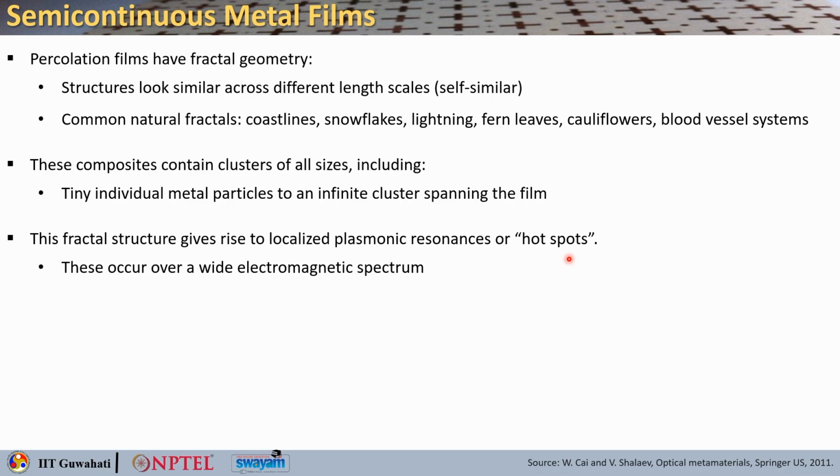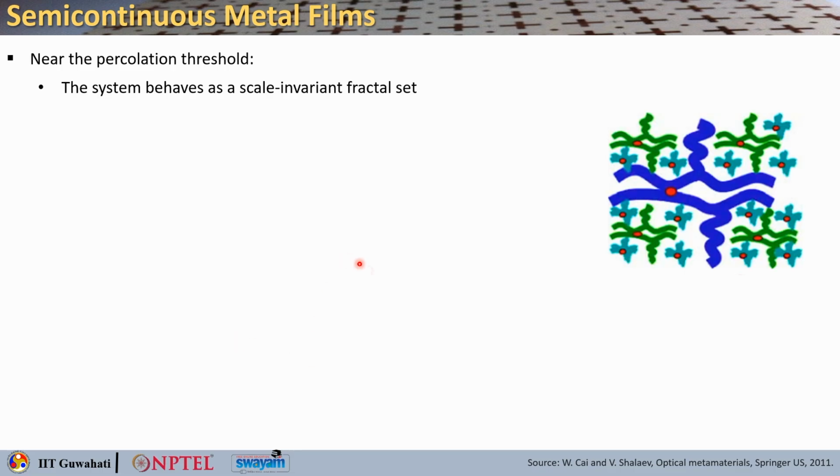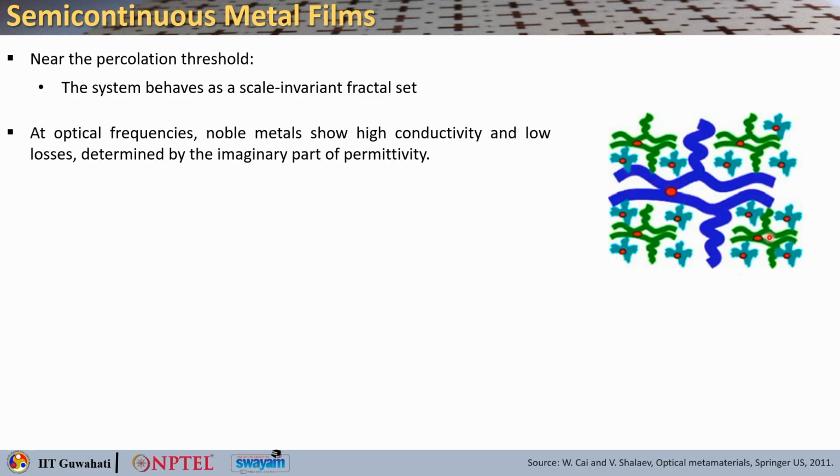Okay. So this can occur over a wide electromagnetic spectrum, and this can be understood qualitatively through very simple arguments. Okay. So we'll try to see what happens near the percolation threshold. So in the vicinity of the percolation threshold, the system basically is a scale invariant fractal set, as you can see in this particular figure. So here the figure basically highlights the self similar features in the local film morphology.